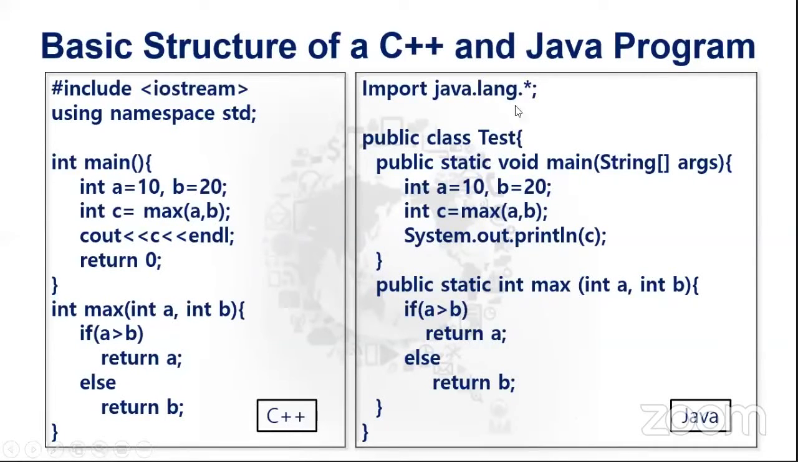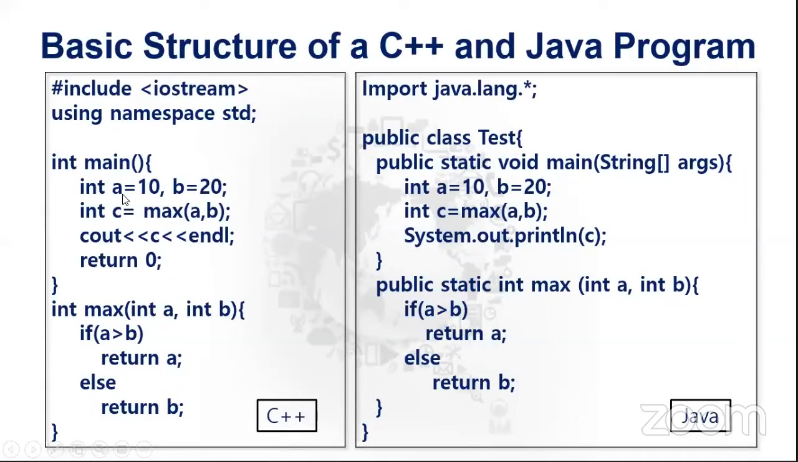Whereas for a Java program, you make use of a class. Inside the class, there is a main function. There is a public static void. So public static keyword, and then followed by the return type. The return type is void, meaning that the main function is not returning anything. So you can see that it's not returning anything.